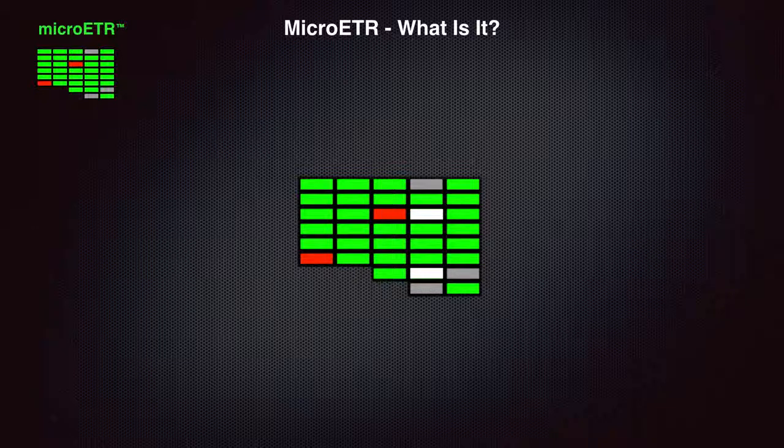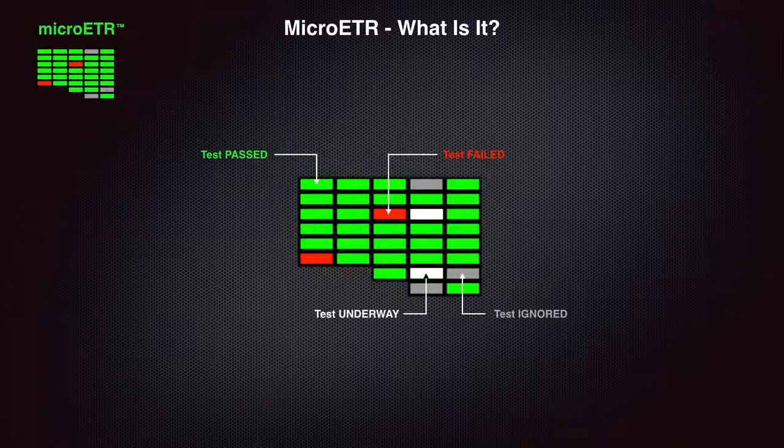The colour of the specific rectangles indicates the condition of a particular test. Green indicates a test which has been passed. Red indicates a test which has failed. Grey indicates a test which is ignored and therefore masked, and white indicates a check that is currently pending or in progress.